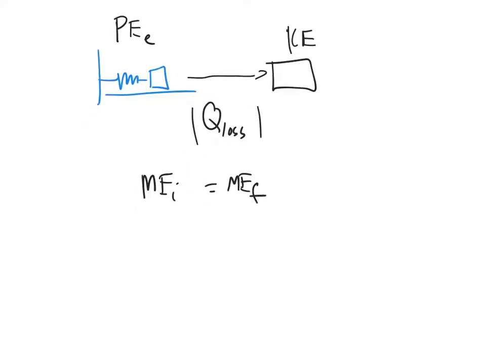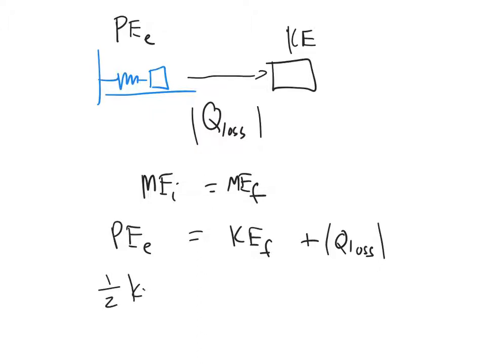Initial equals final. Initially, the energy is stored in the spring. It's still moving at the end, so it's got kinetic at the end. It loses energy along the way, so we put a Q loss here. So you see how I'm progressing through the equation? Governing, still the same. MEi equals MEf, always. Then we progress through. Now, formulas have to come into play. 1/2 kx squared. 1/2 m vf squared.